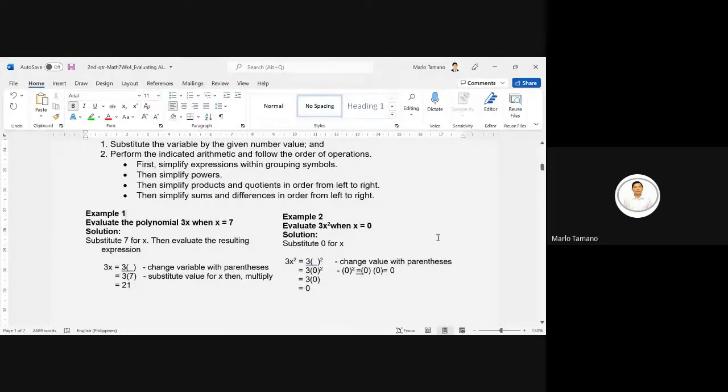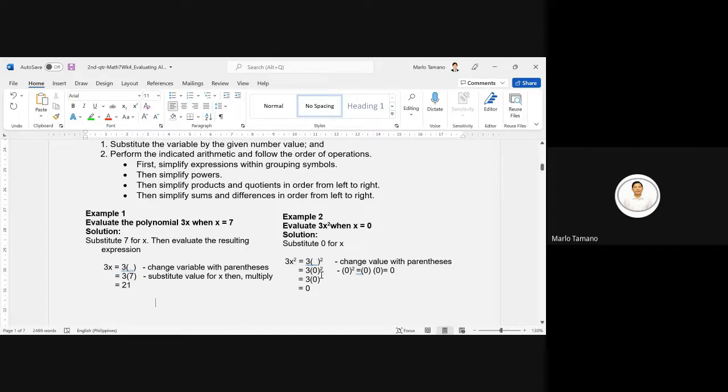Naintindihan? Okay, next. Now, paano natin tatanggalin yung exponent? Simplify power or powers. So, 0 times 0 is 0. So, 3 times 0. Natanggal na natin ang exponent. Base sa PEMDAS, P is parenthesis, E is exponent.